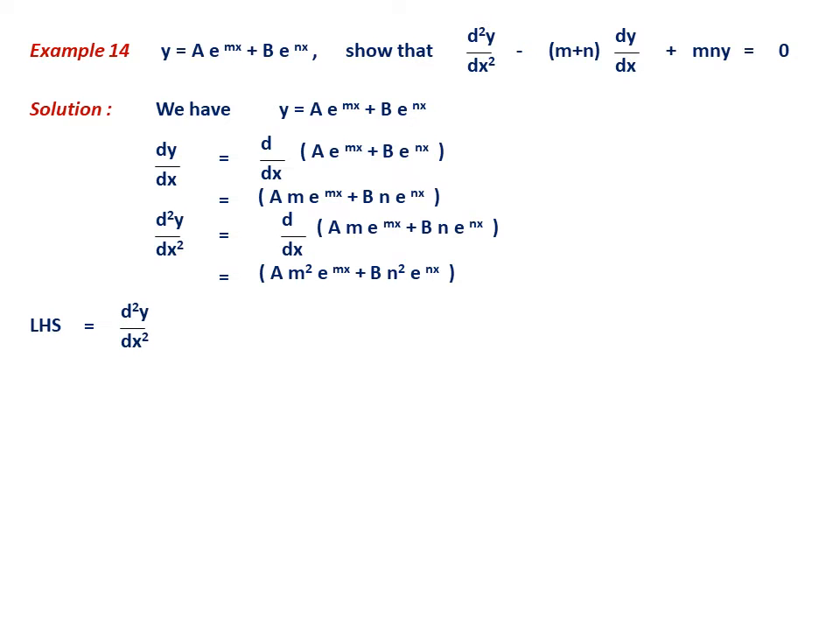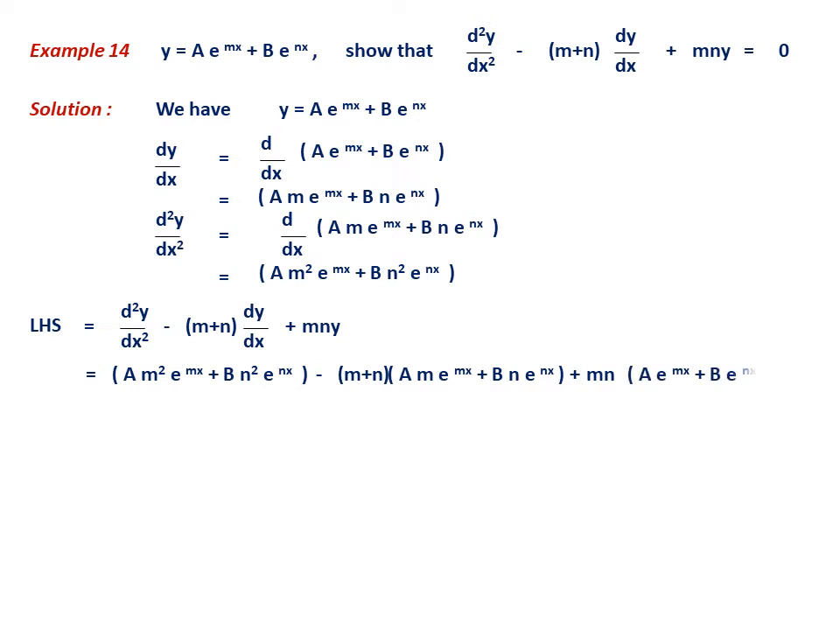So now what you do is take the left hand side, d square y by dx square minus (m plus n) dy by dx plus mn y. Now substitute. So this will be equal to a m square e power mx plus b n square e power nx, then minus (m plus n) into (a m e power mx plus b n e power nx), then plus mn into y, which is a e power mx plus b e power nx. Now the problem is only to remove the bracket, simplify the terms, then cancel, and you get 0.